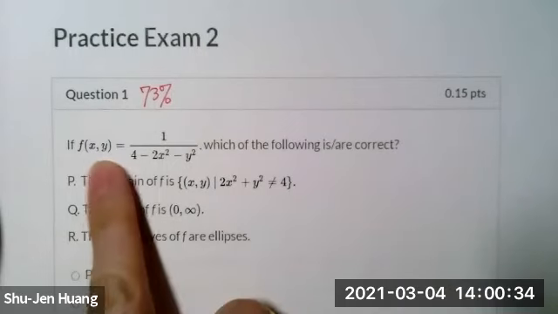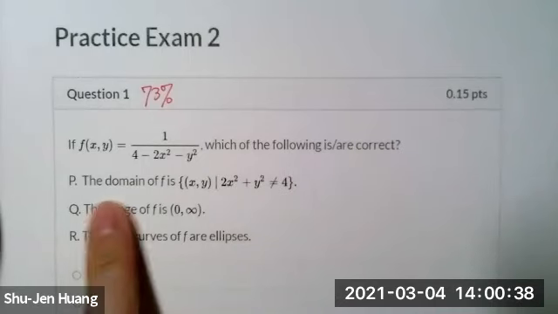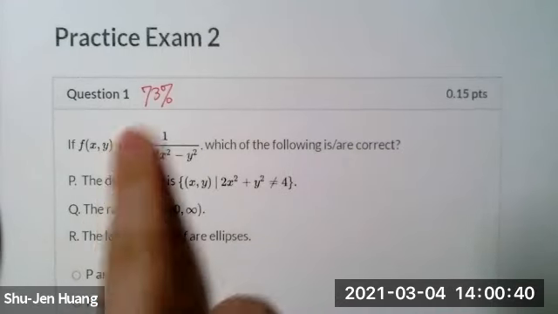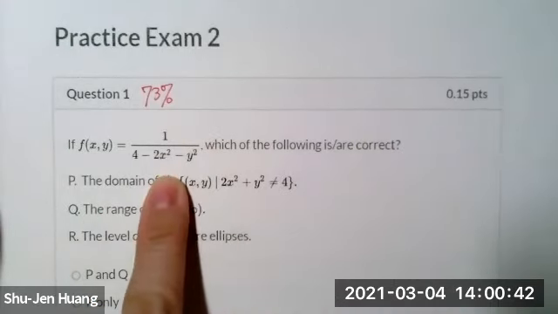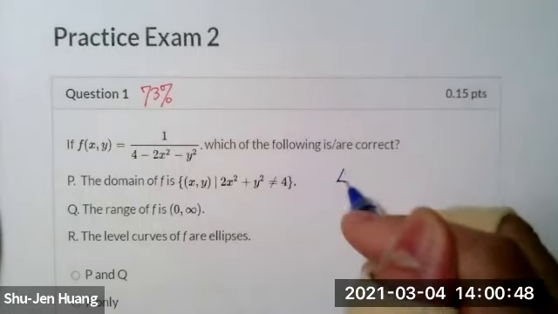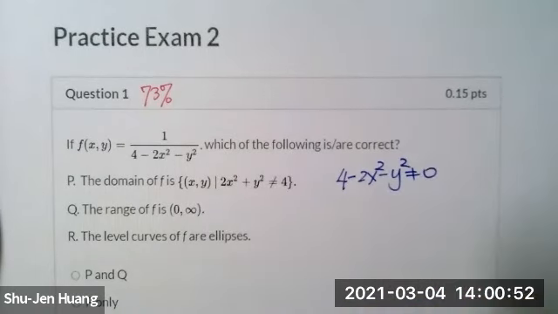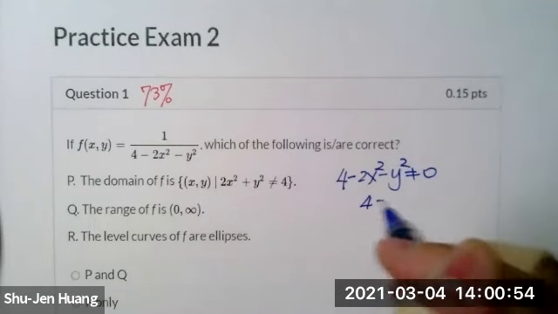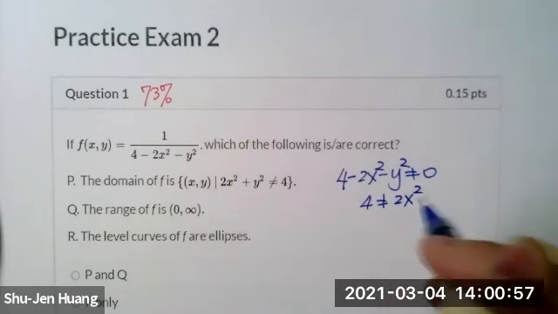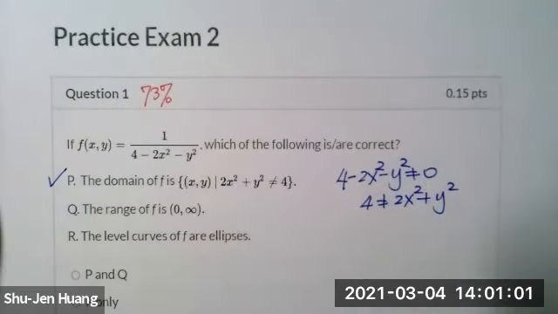Given the function of two variables, which of the following is correct? The first one is asking the domain. Since the function given here is a fraction, the function is defined whenever the denominator doesn't equal 0. So we want 4 minus 2x squared minus y squared not equal to 0. That means 4 doesn't equal 2x squared plus y squared. Okay, so the domain statement is correct.